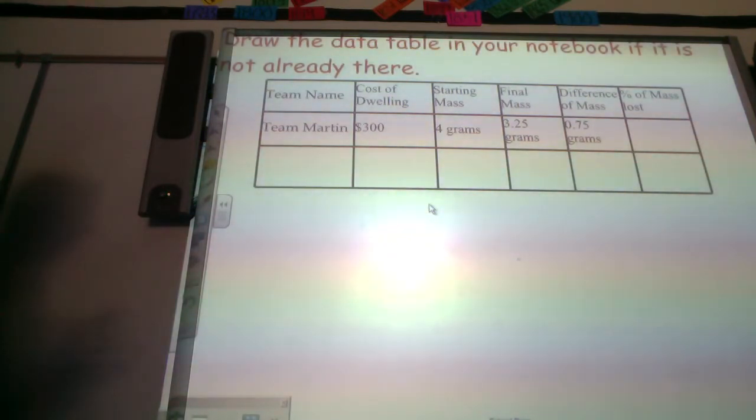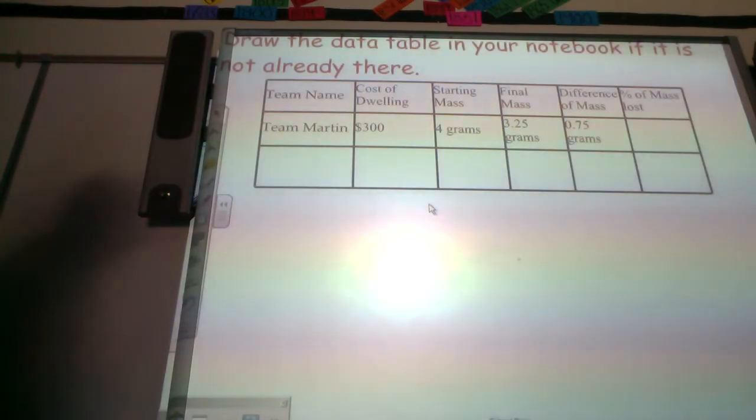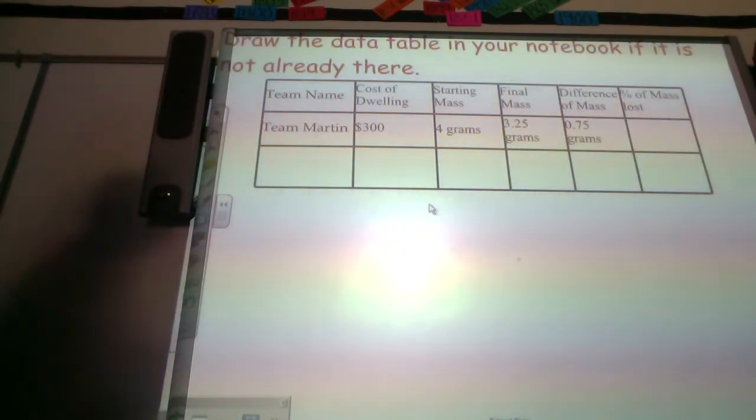And right now our main task is to figure out how to find our percent of mass lost. Now hopefully your math teachers did some work with you on calculating percent of change. So we can find percent of change by percent of increase or by percent of decrease. Now with this, we're going to actually be finding a percent of decrease. That's what percent of mass lost means. So it's our job to figure that out.